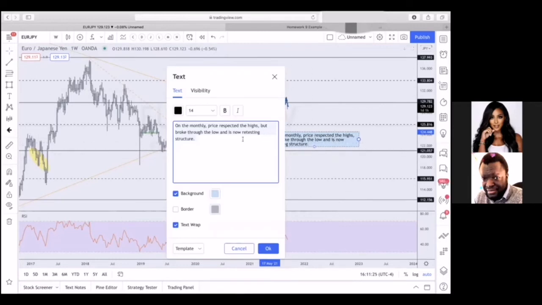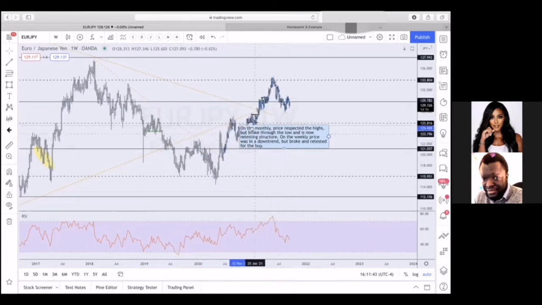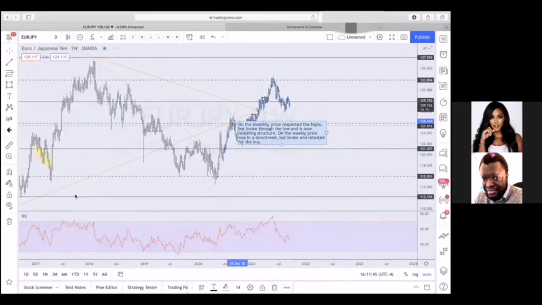So on this, I'm just going to write on the weekly, price was in a downtrend, but broke and retested for the buy. And that's that. Now what I'm going to do, of course, is drop down to the daily.